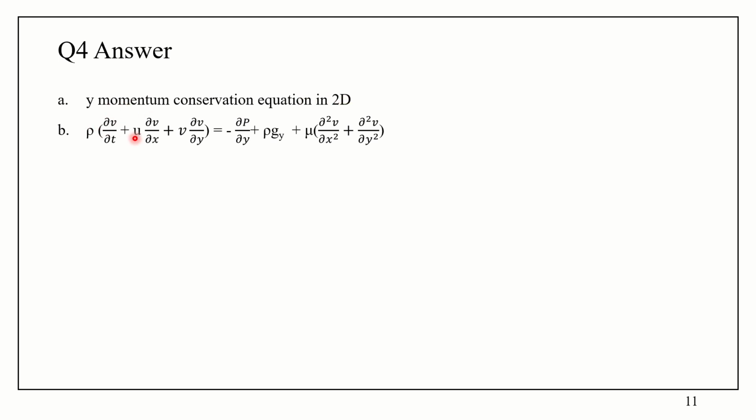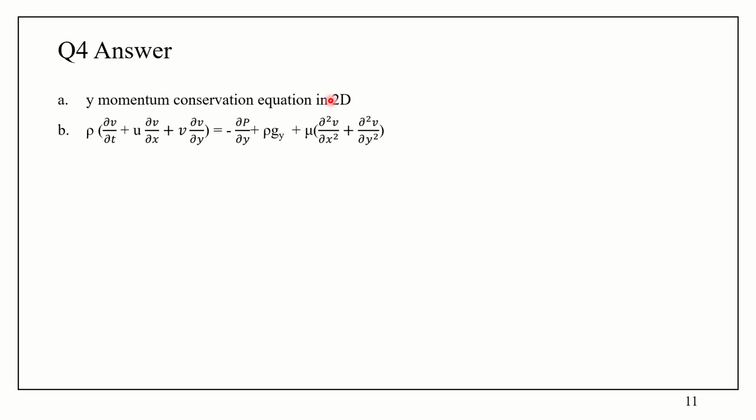Rho into (∂v/∂t plus u ∂v/∂x plus v ∂v/∂y) equals minus ∂p/∂y plus rho g_y plus mu into (∂²v/∂x² plus ∂²v/∂y²). So the diffusion term is this.